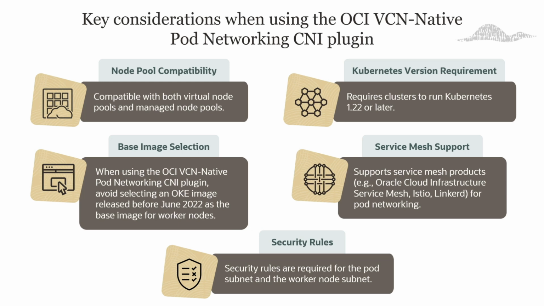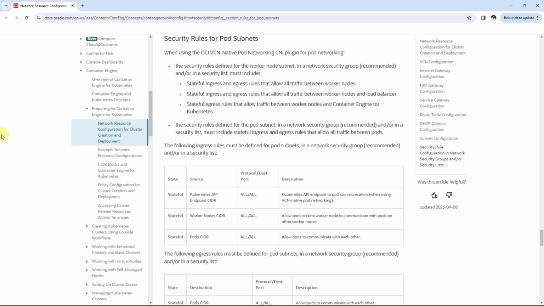When using the OCI VCN native pod networking CNI plugin, certain security rules are required for the pod subnets and the worker node subnets. To know more about the security rules that you must configure when using the OCI VCN native pod networking CNI plugin, you can refer to the OCI official documentation, and there you get the complete information on the ingress rules and the egress rules that must be defined for pod subnets.